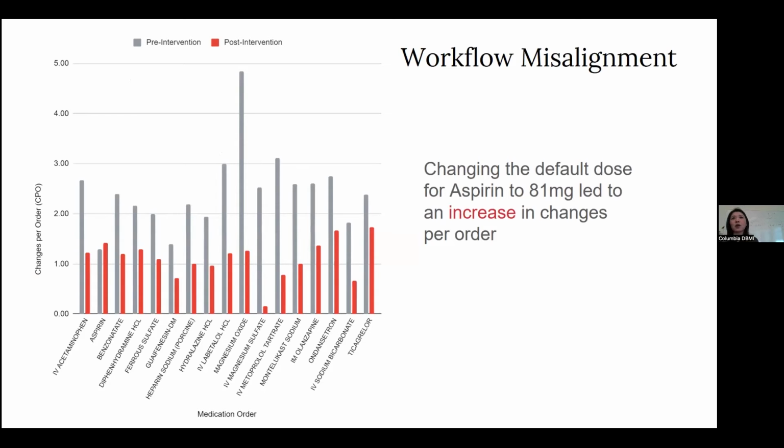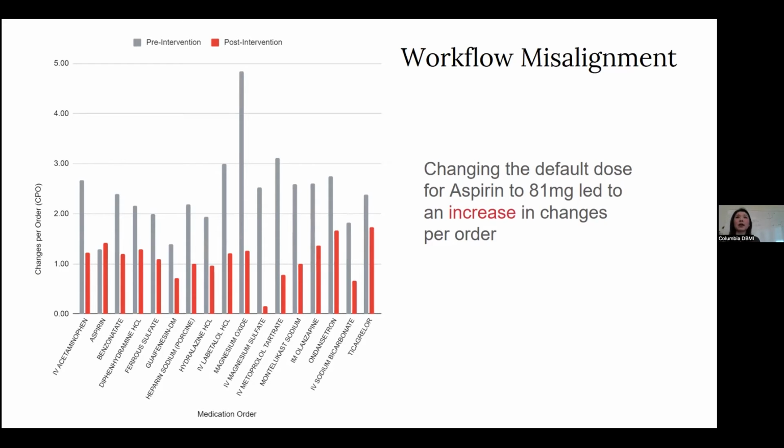So an example from the order switching work was that we saw this with one of our interventions where we defaulted the most common dose for medications. So if you look at this graph, it looks like all the medications saw a decrease in per order except for one, and that is aspirin. Left, where we changed the default to 81 milligrams.